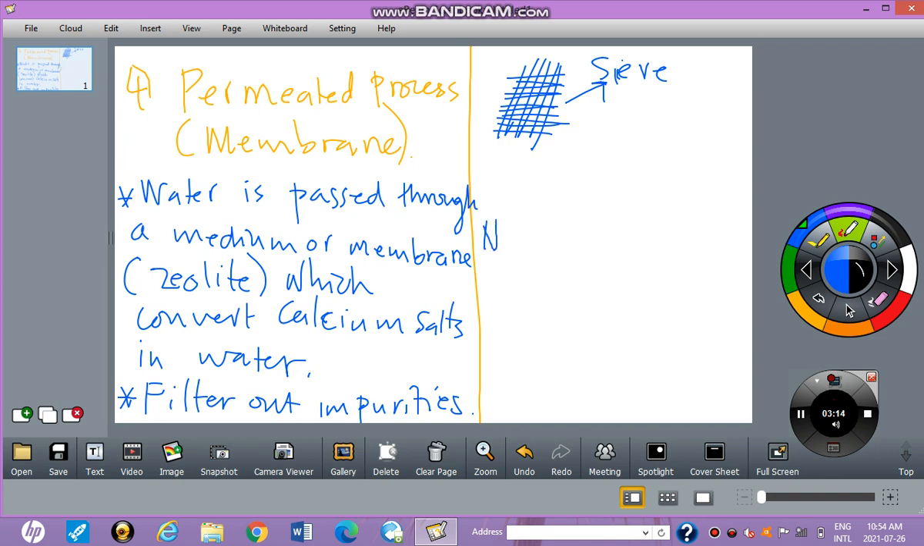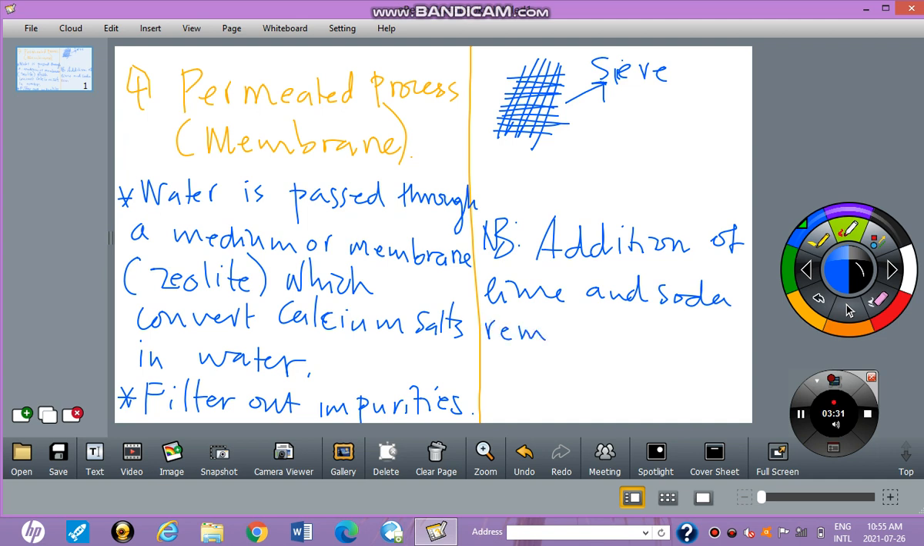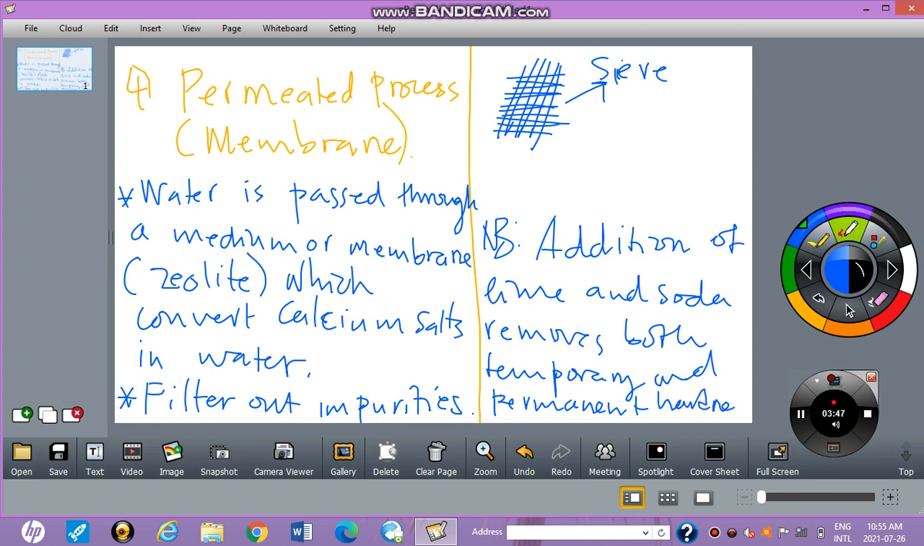Just for your information, I'm adding here, I'll write the whole statement: addition of lime and soda removes both temporary and permanent hardness. They remove both of all those things that we have mentioned.